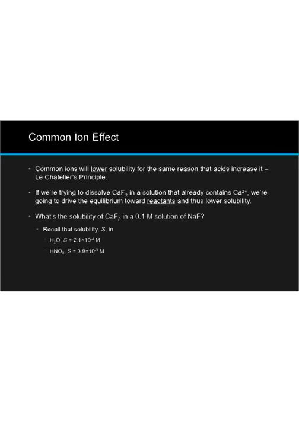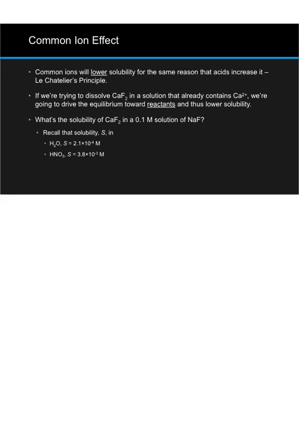Instead of trying to dissolve calcium fluoride in, say, a solution that contains an acid, imagine that we tried to dissolve calcium fluoride in a solution that contains either calcium or fluoride already. The presence of a common ion, an ion in common with ones that calcium fluoride is trying to produce to reach an equilibrium, will, by Le Chatelier's principle, force our reaction from proceeding towards products. The presence of a common ion will lower the solubility of calcium fluoride.